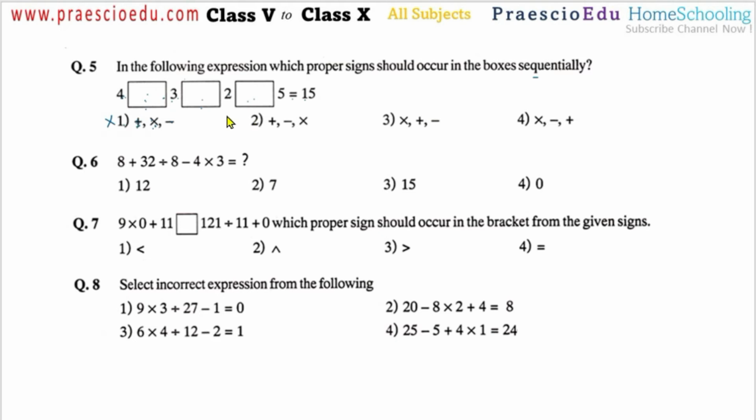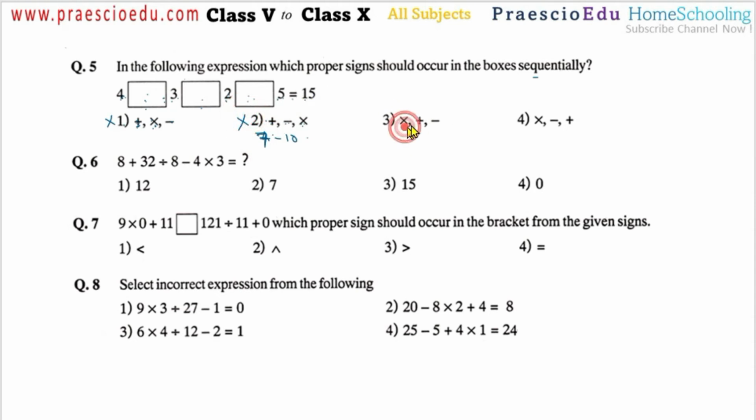Later on, 4 plus 3, then minus 2, and then multiplied by 5. This multiplication has to be carried out first, meaning 2 multiplied by 5 is 10. And then 4 plus 3 is 7, and then minus the 10. So 7 minus 10 is minus 3, which is not equal to 15. So this option is also incorrect.